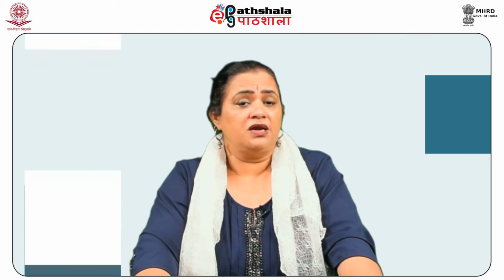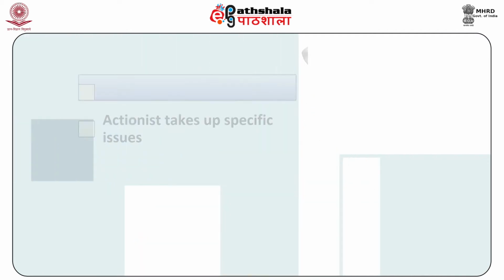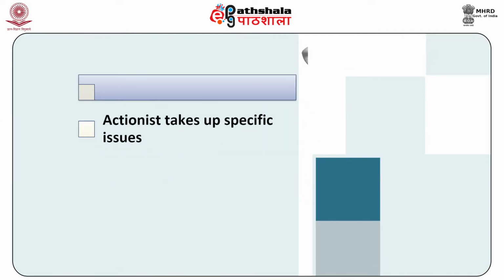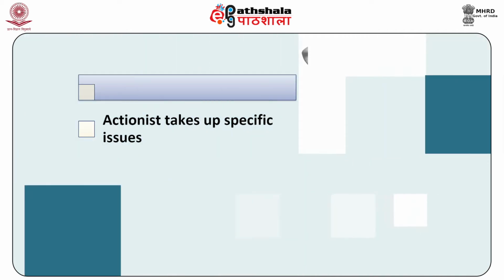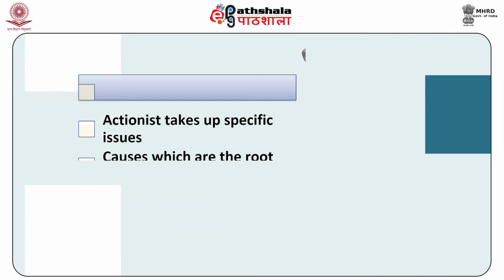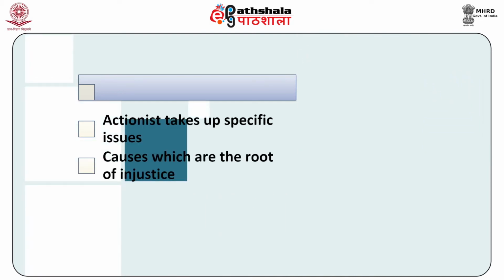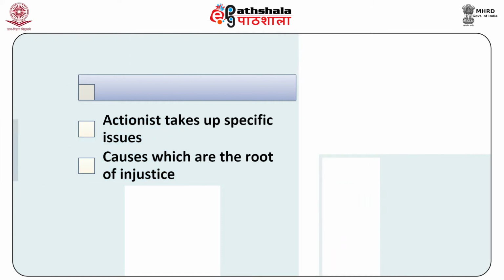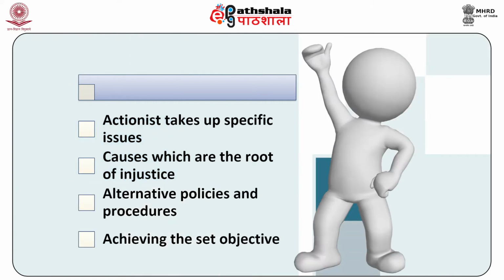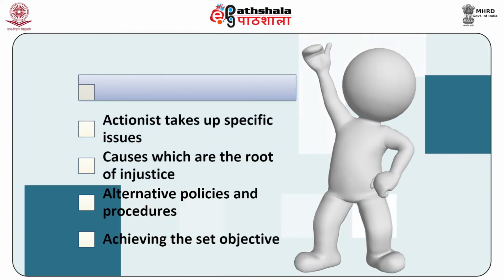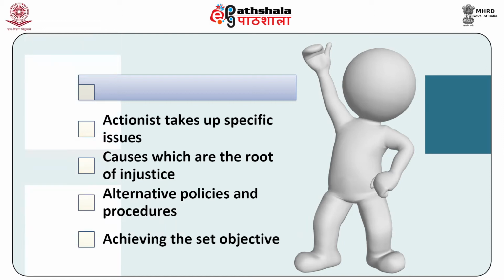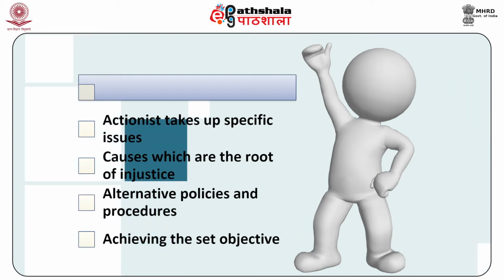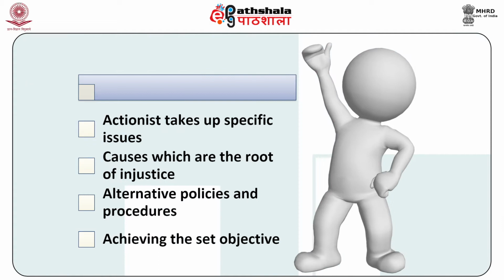The third submodel is the direct mobilization model of popular social action. In this process, the actionists take up specific issues pertaining to the oppressed. They analyze the causes which are the root of injustice. They formulate alternative policies and procedures to mobilize the masses for protest activities for the purpose of achieving the sub-objective.